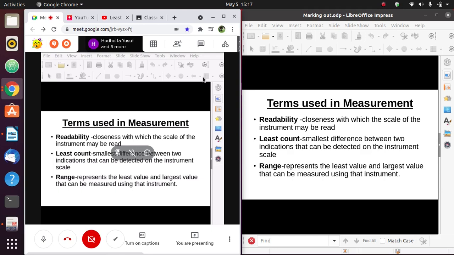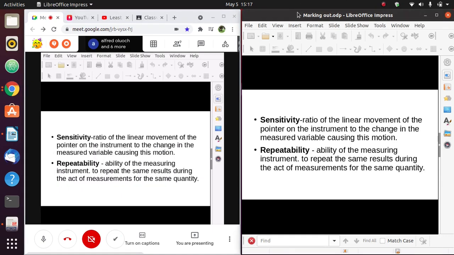Now, the range represents the value that you can measure from the least to the maximum of that measuring instrument. When I take my ruler, the 30 centimeter ruler, my range will be from 0 to 30 centimeters. From the least value to the largest value that measuring instrument can read. That is what we call dynamic range, or range.